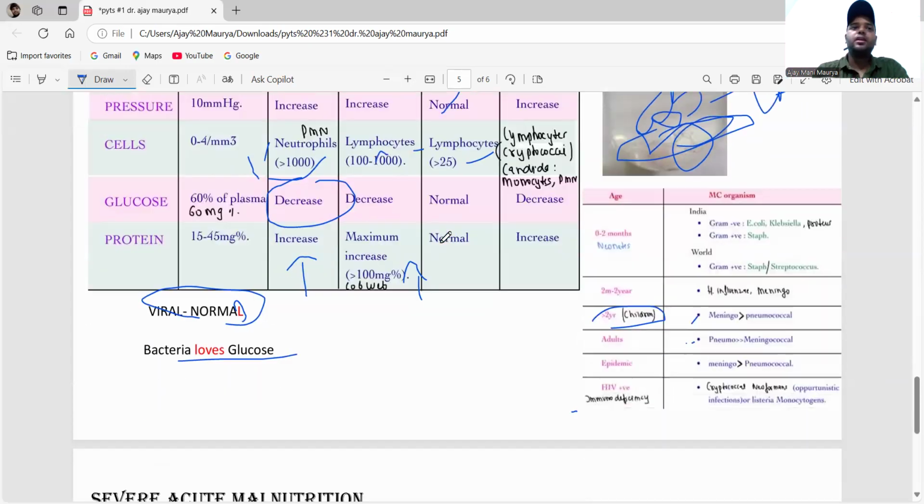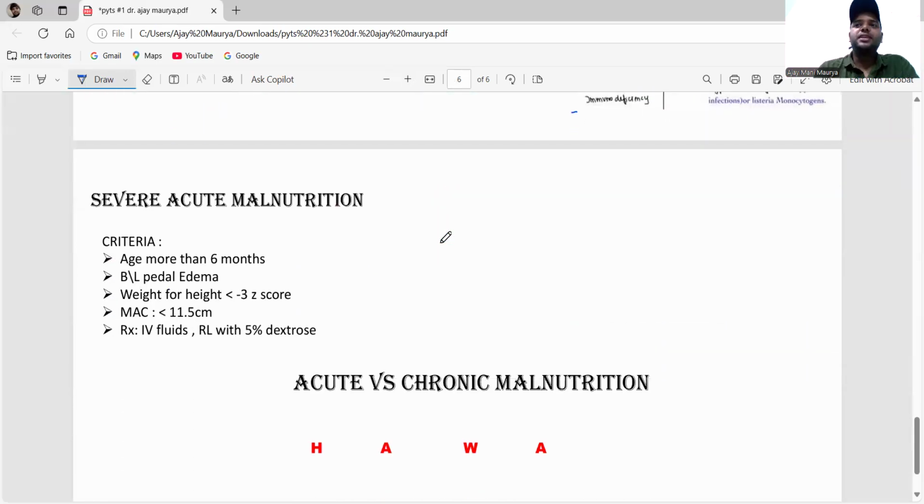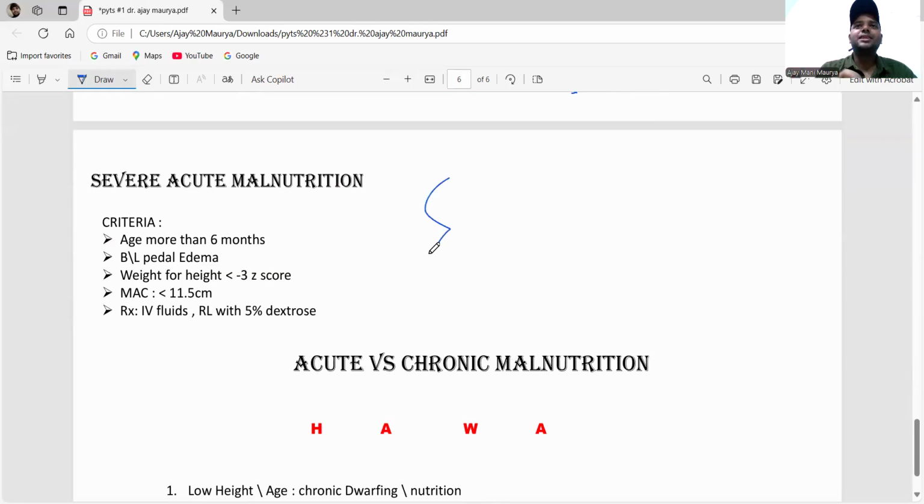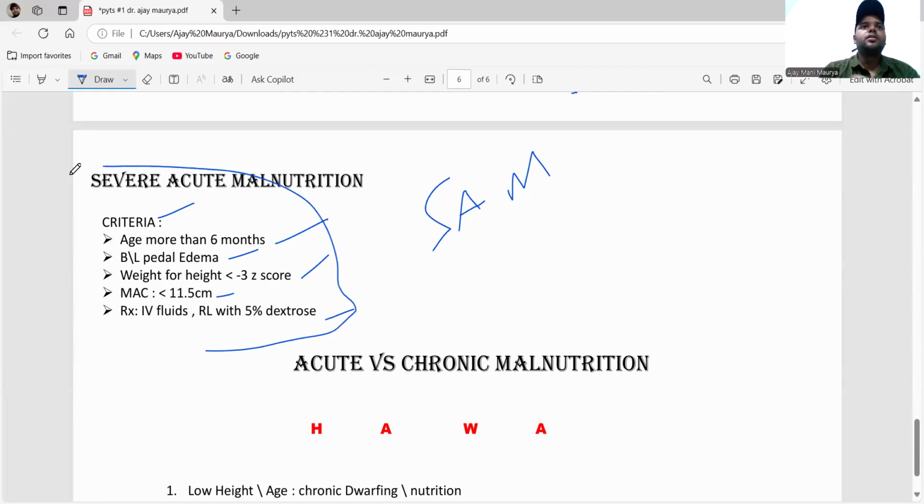Now next one is severe malnutrition. This is the SAM. Criteria: the age must be more than 6 months. Bilateral pedal edema. Weight for height must be less than -3 Z score. MUAC, mid-upper arm circumference, will be less than 11.5 centimeter. Treatment is with IV fluids, Ringer's lactate with 5% dextrose. Remember this one, guys.